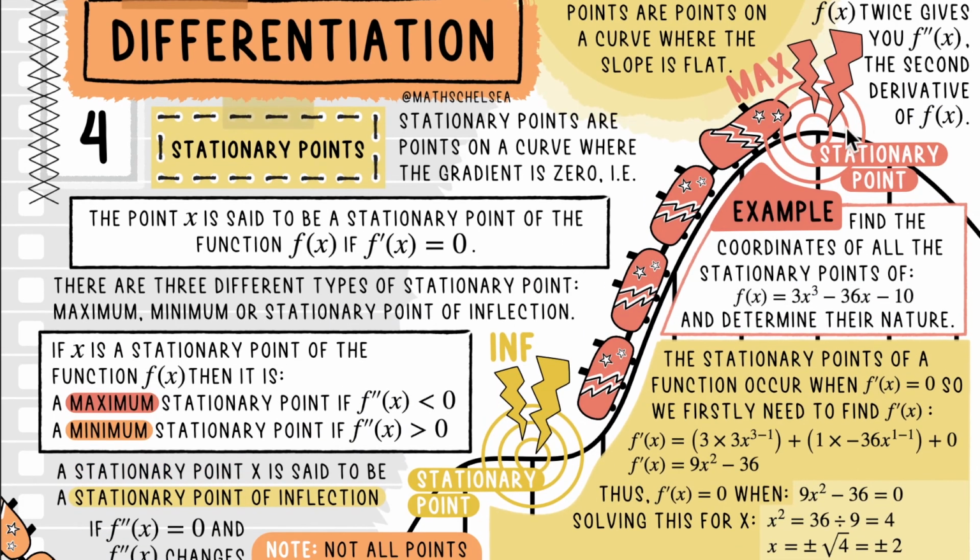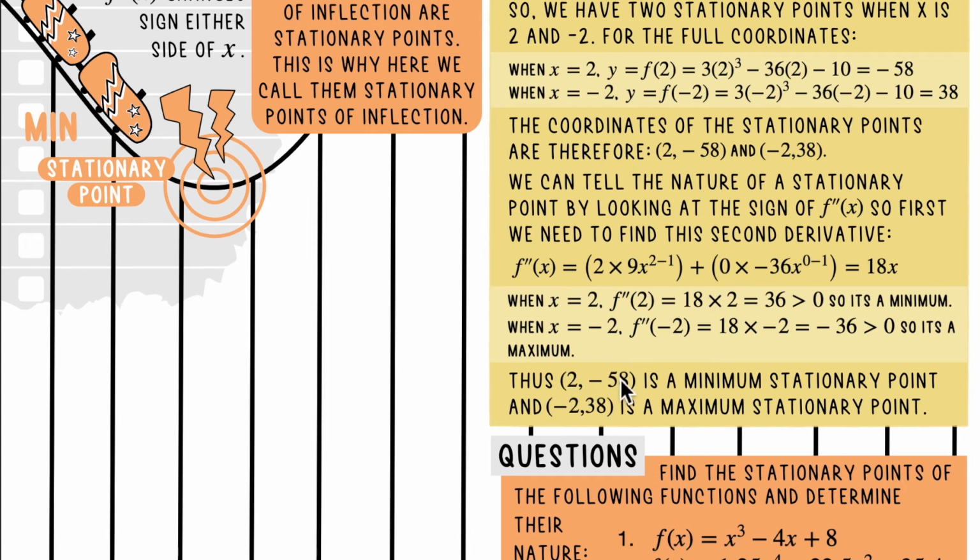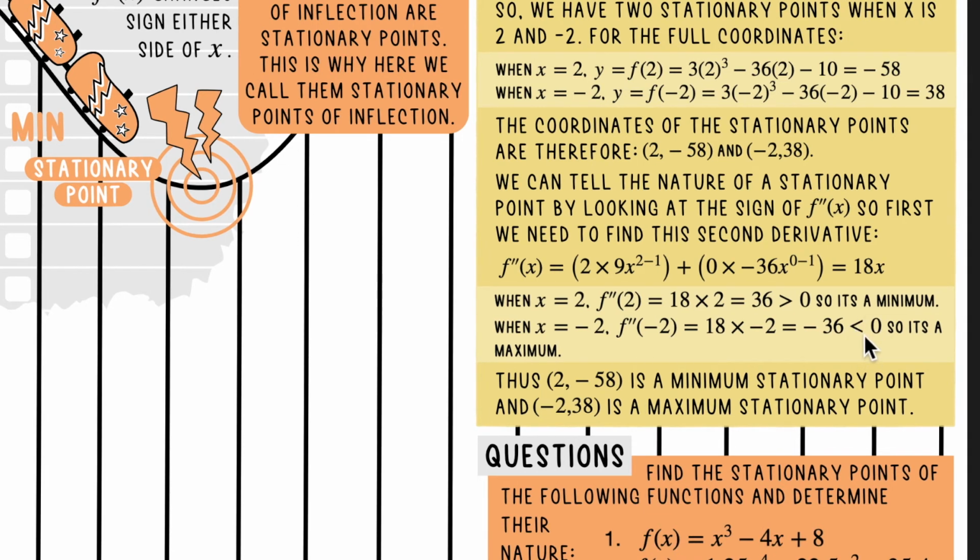Therefore, it looks something like this one here. Therefore, 2, minus 58 is a minimum stationary point of our function, and minus 2, 38 is a maximum stationary point of our function. Here we go, I've just changed that sign now. So minus 36 is actually less than 0, guys.